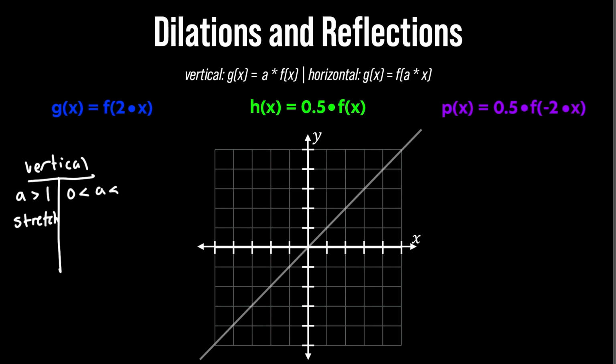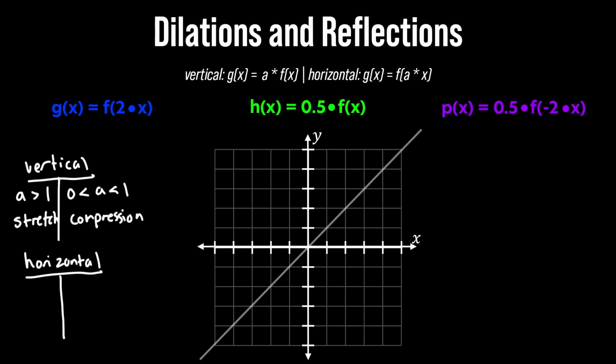Now on the vertical side, if a is greater than 1, then we're going to have a stretch. If a is between 0 and 1, then we're going to have a compression. And on the horizontal, if a is greater than 1, we're going to have a compression. And if a is in between 0 and 1, we're going to have a stretch.